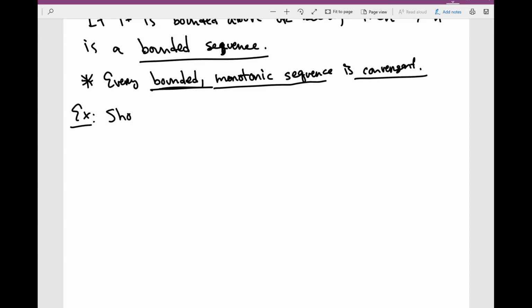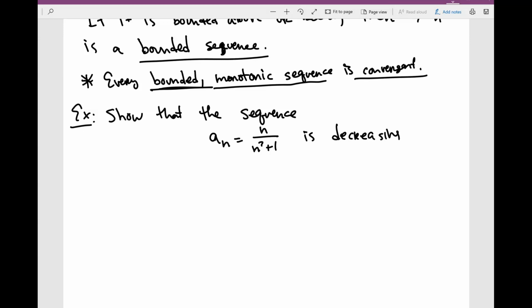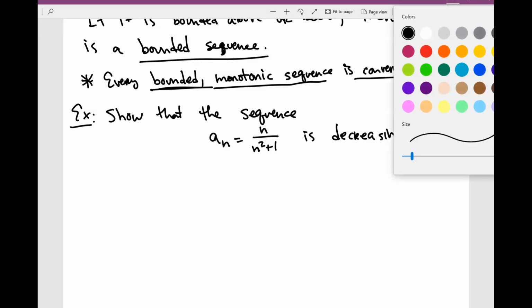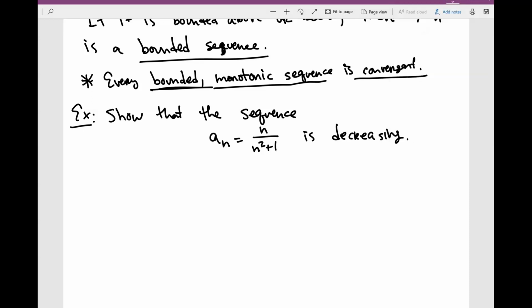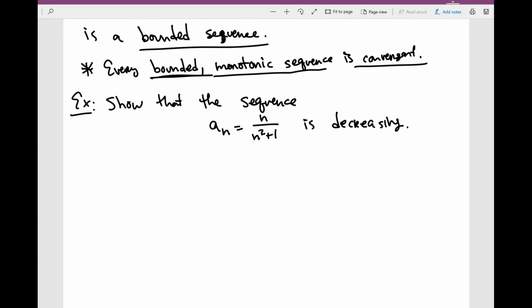So show that the sequence a sub n equals n over n squared plus 1 is decreasing. There are many different ways that you can do this problem. Certainly try not to plug in numbers, because you don't really know what's going to happen to the sequence later on. So really what we want to show is that it's decreasing. WTS means want to show. So how do we know if something is decreasing?